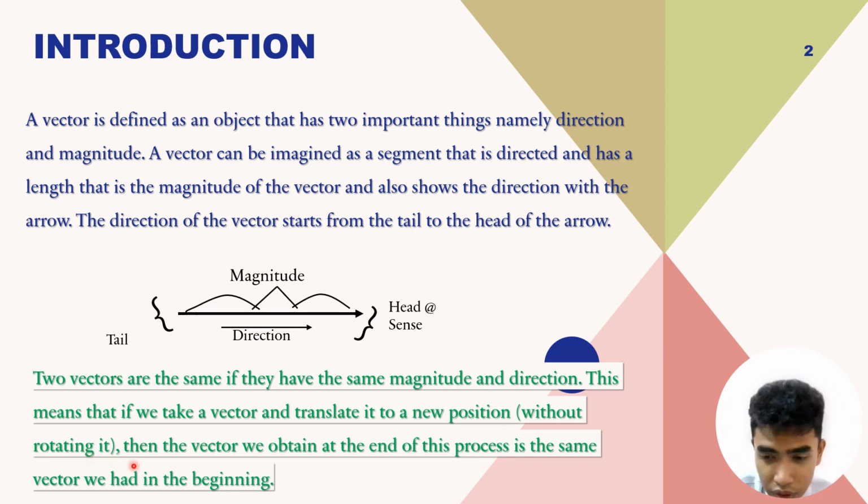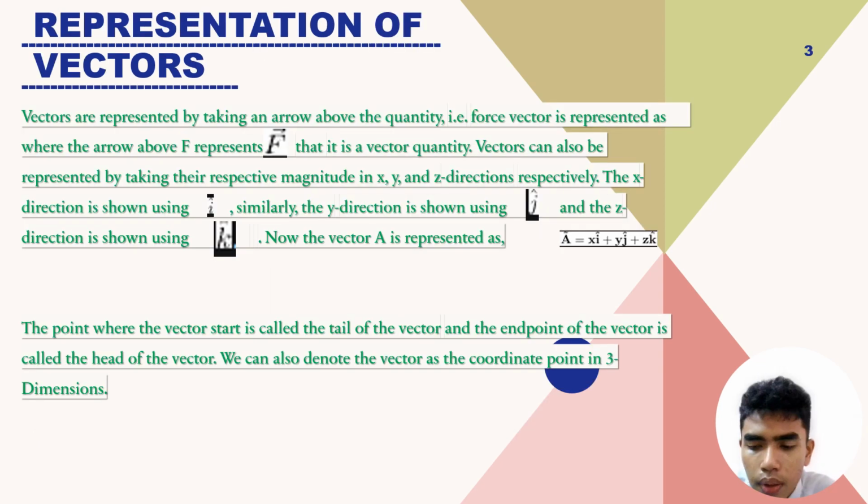Without rotating it, without changing the value or anything else we do to it, the vector we obtain at the end of the process is the same vector we had in the beginning. I'm sorry that I don't provide an image, so I hope you guys can understand it as well. So let's move on.